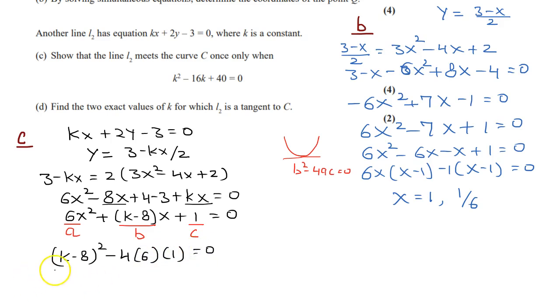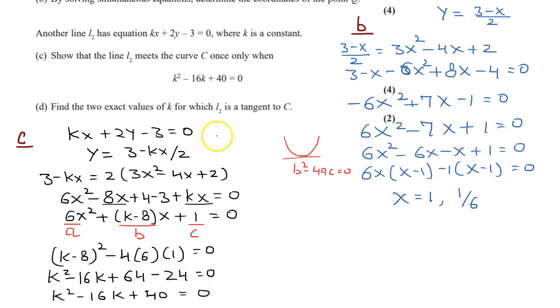This is 0. So this is k square minus 16k plus 64 minus 24 is equal to 0. So it means k square minus 16k plus 40 is equal to 0. And this is the condition we were supposed to prove: k square minus 16k plus 40 is equal to 0.